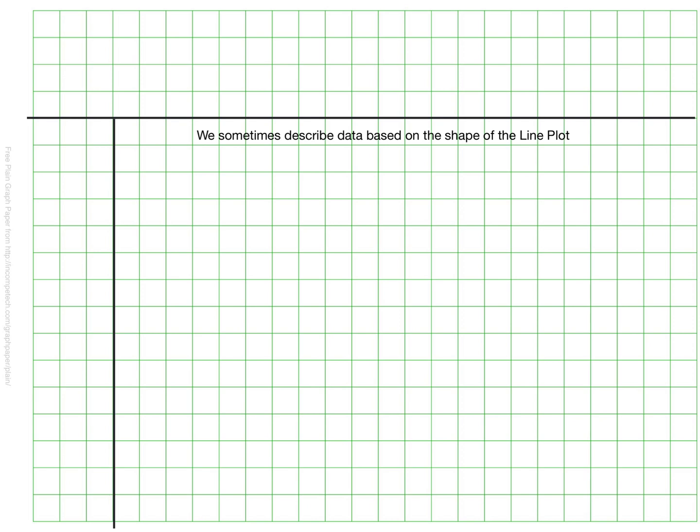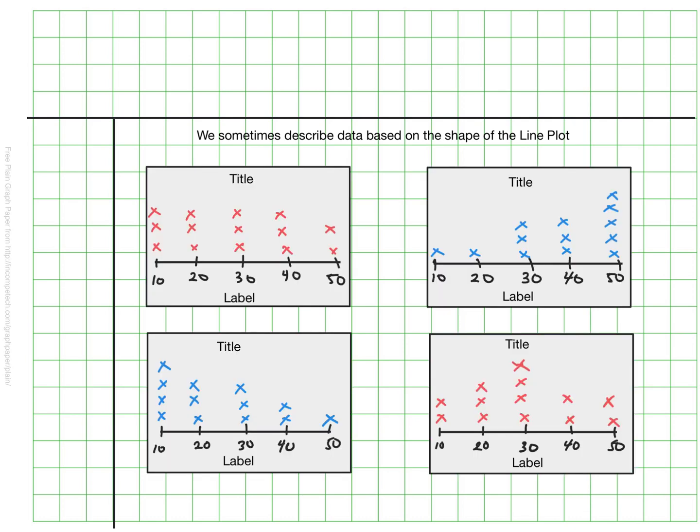One way that we use line plots is that we actually use the shape of the line plot to get an overview of information and to describe what's going on with the data. So we're going to draw a few sketches of some line plots and talk about the names of the shapes that they represent. These are very generic, so I just called them all title and label, but take a moment, this shouldn't take a long time. Go ahead and just re-sketch these on your page, and then we're going to talk a little bit about the shape of each of these.